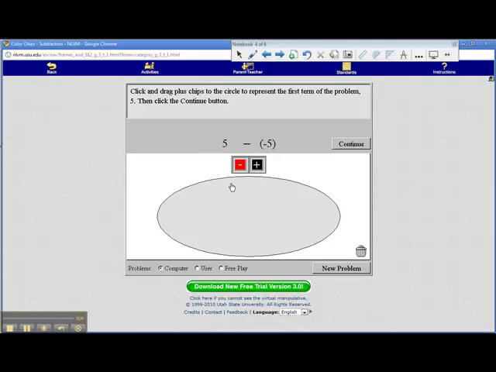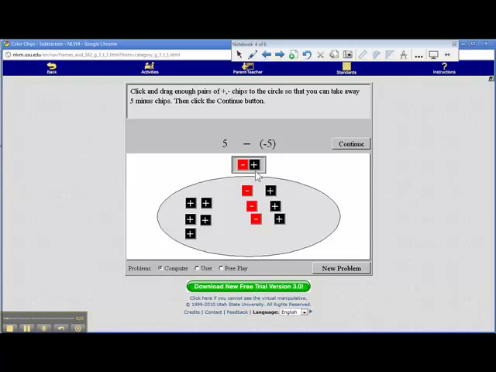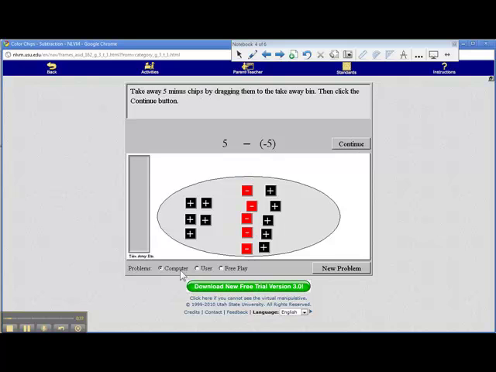Let's look at another example. We have positive 5, so we need 5 positive charges here. So 1, 2, 3, 4, and 5. Now we're going to need enough pairs, negative and positive, to be able to take away 5 negatives. So we add 1, 2, 3, 4, 5 pairs. 5 pairs of positive and negative charges.